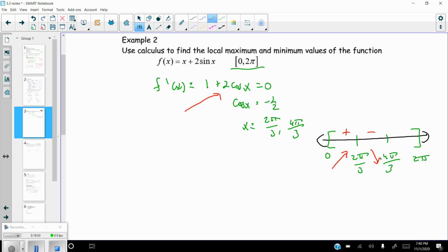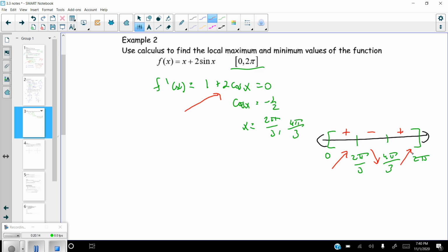And then the last interval I can pick, something greater than 4 pi thirds. Well, again, I can use 2 pi because it's part of my interval and it's not a critical value. So if I plug 2 pi in, it's going to give me exactly the same thing that it did at 0, since cosine of 0 and 2 pi give exactly the same values. So we know that this one is also positive, which means increasing.